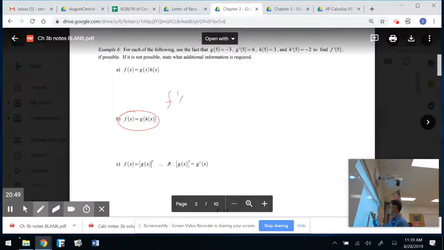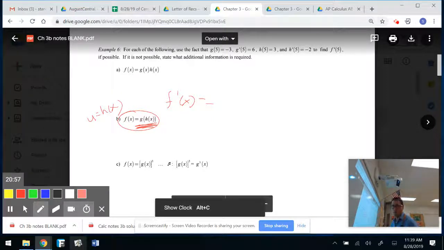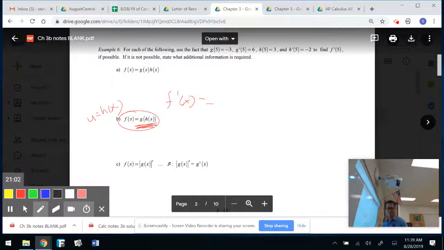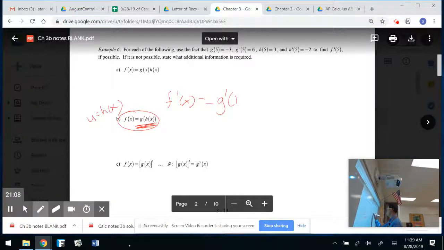f prime of x. What the heck would I do? Oh, snap. That's got an inside, right? u is h of x. That's the inside. So the outside is g, right? It just represents some function. So I'm going to take the derivative of the outside. Well, how do I take the derivative of g? Well, it's just notation. Okay, class, it's just g prime. That means the derivative. Don't you dare touch that inside. Right, class? Don't you dare touch it. But then you have to multiply by the derivative of the inside.